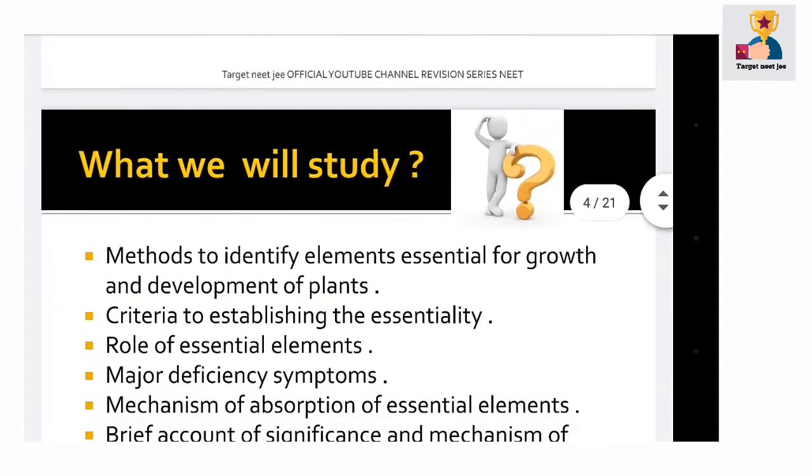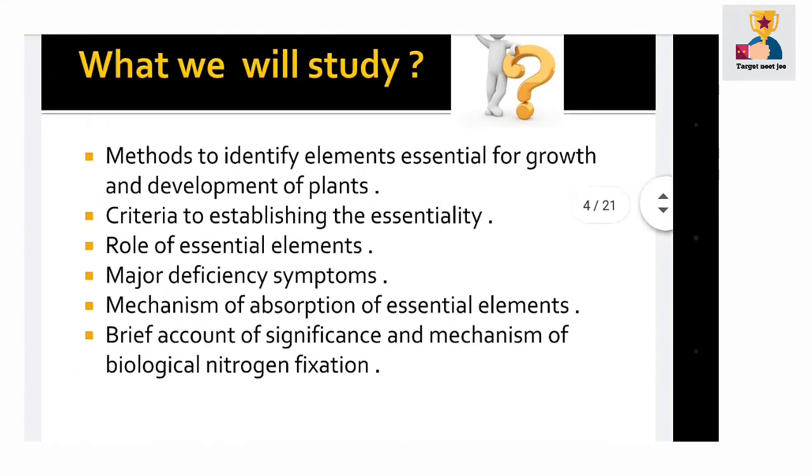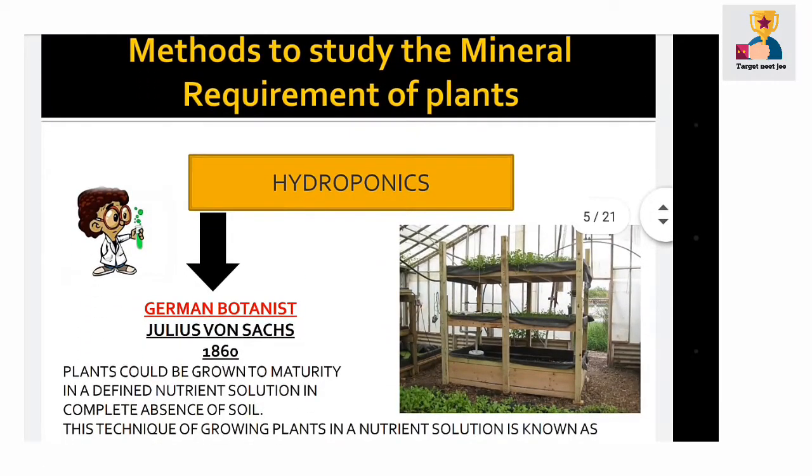Now see what we will study. We will study methods to identify elements essential for growth and development of plants, criteria for establishing the essentiality, role of essential elements, major deficiency symptoms, mechanism of absorption of essential elements, and a brief account of significance and mechanism of biological nitrogen fixation. Now see methods to study the mineral requirement of plants.